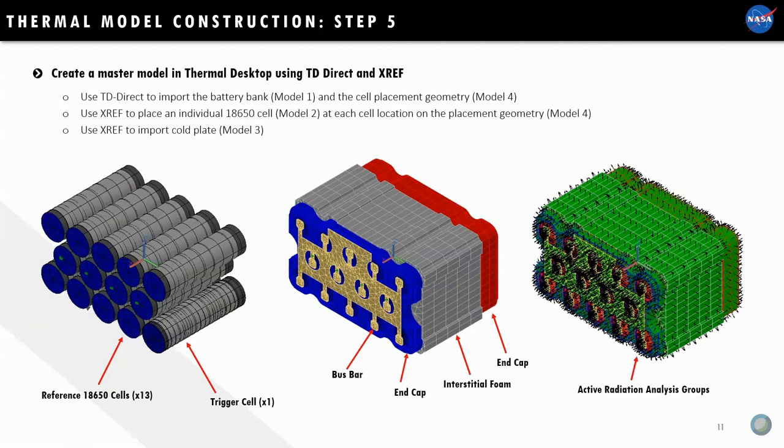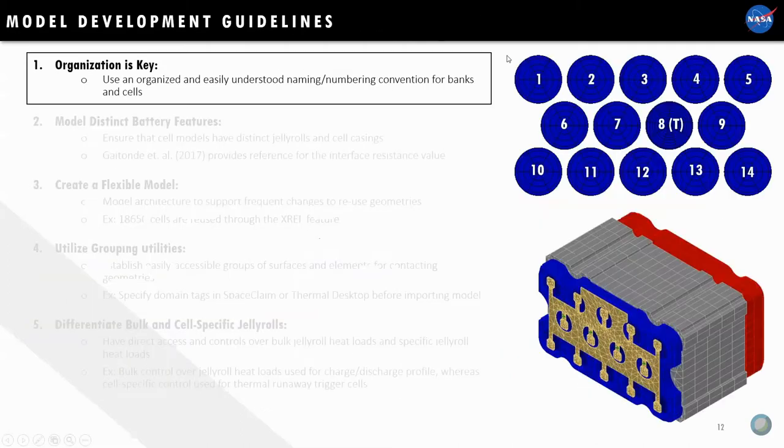And then in the middle, we have the reference bank, which you can see has a bus bar, the end cap, interstitial foam, and the other end cap on the bottom side with the cells placed inside. And then finally, on the right side, we have some examples of the radiation analysis groups. This is just an external RadK group we used for radiation to room temperature. And that pretty much sums up our model construction. So I'll go ahead and throw it over to Kylie for discussing the modeling techniques and development guidelines.